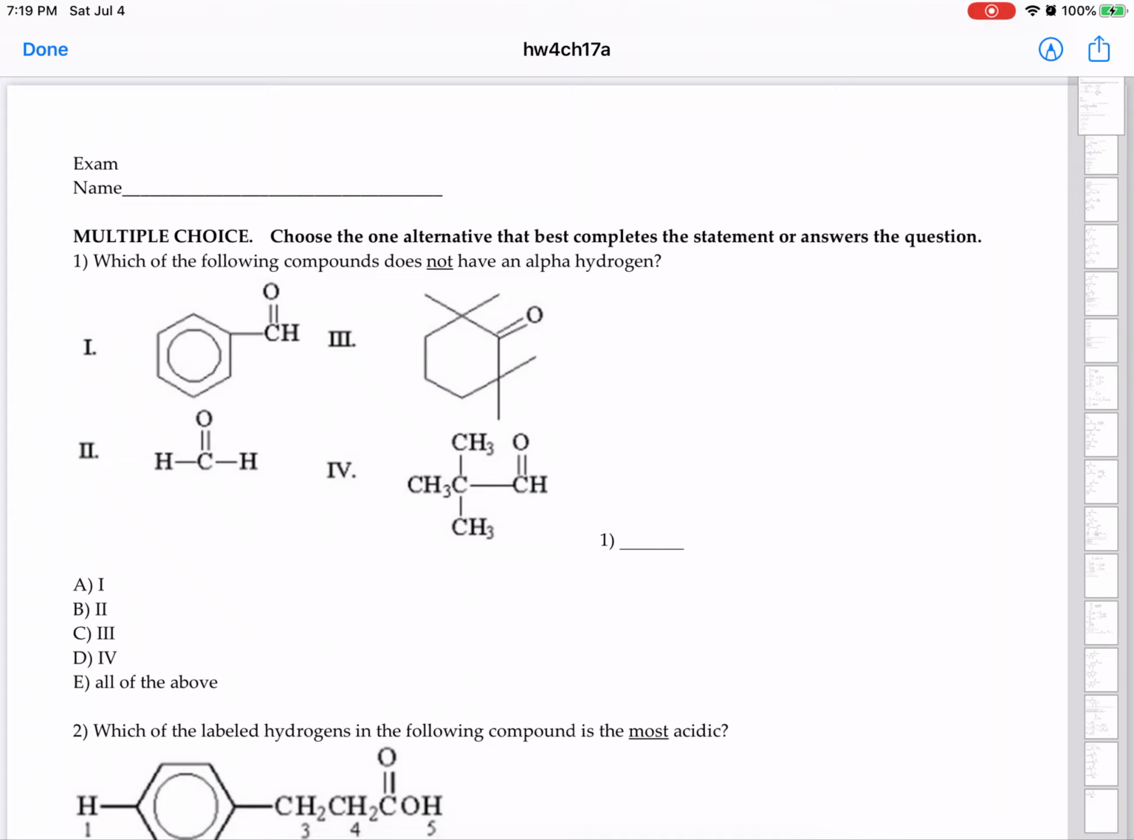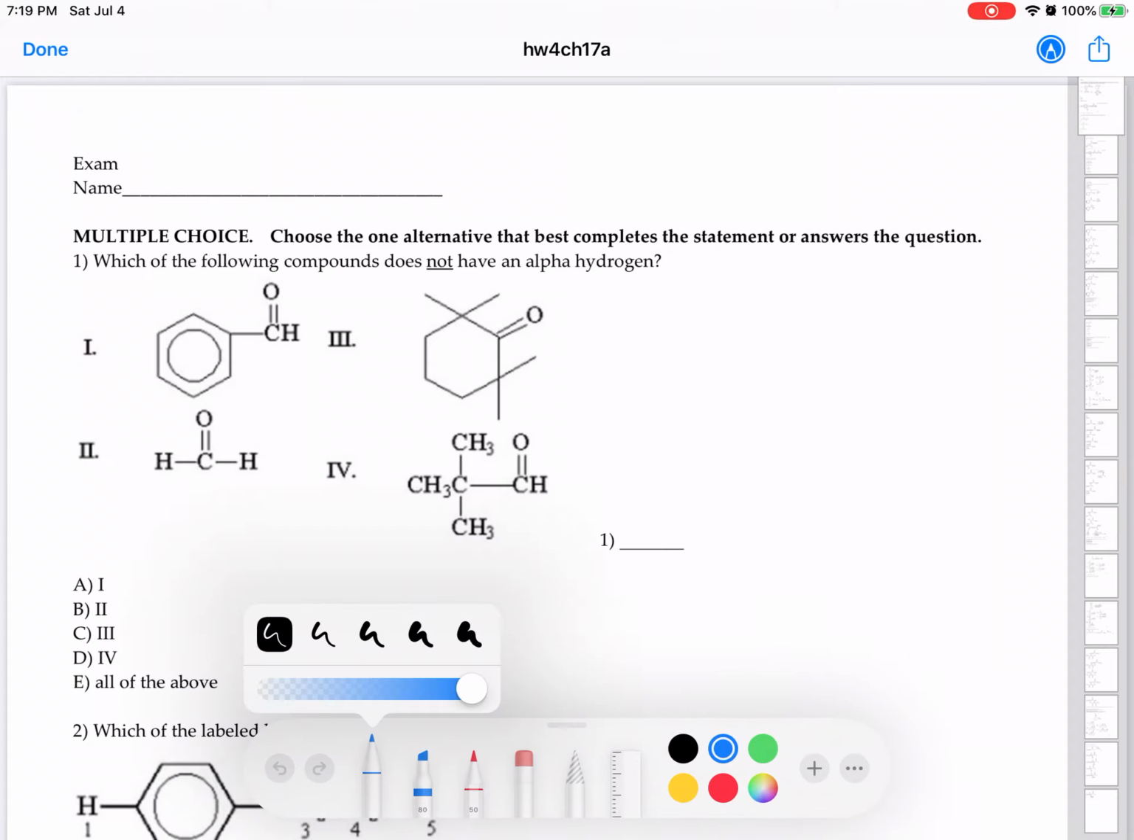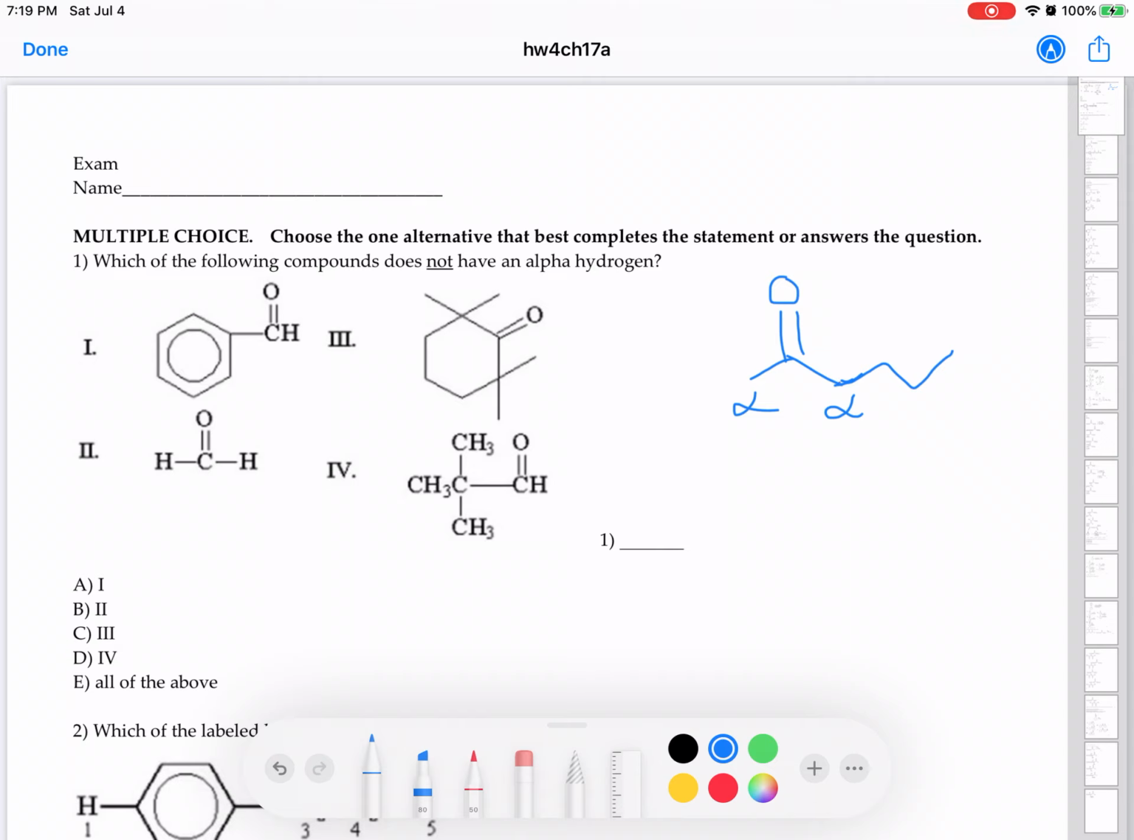The first one is asking which of the following compounds does not have an alpha hydrogen. So what are alpha hydrogens? Alpha hydrogen means when you have a carbonyl group, and then you have some carbons attached to it, and this carbon is called alpha carbon. This is also alpha carbon. Hydrogens on that carbon are called alpha hydrogens. So this one has how many alpha carbons? Two alpha carbons. And then the hydrogens, how many alpha hydrogens? We have 5 alpha hydrogens.